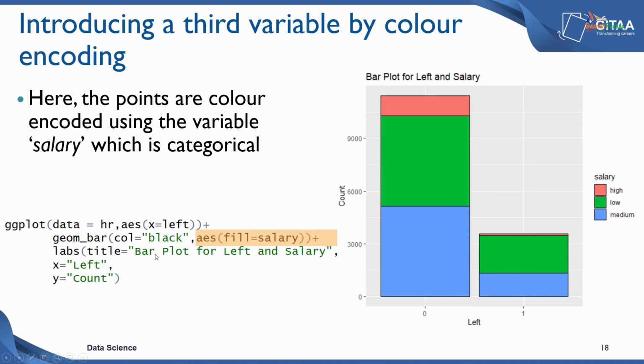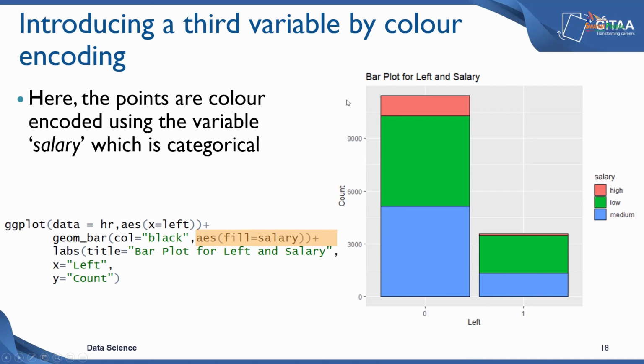And I'm changing the title to bar plot for left and salary, so it's going to be a combination of two variables. The x-axis and the y-axis remain the same. Once you execute this command, what you will see is a bar plot in which the corresponding count is given for those employees with salary equal to high, low and medium. One thing to note here is that on the y-axis you have count. This makes it very hard for you to really interpret, right?